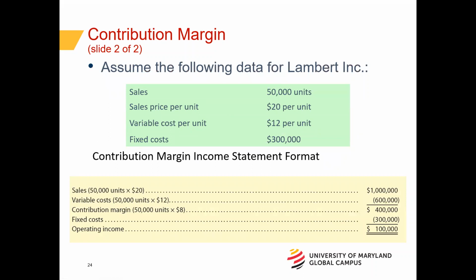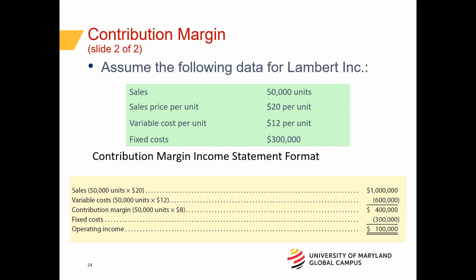Of course, that's not the formula for fixed costs, but it helps us to understand how fixed costs are derived. So let's take a look at our income statement for our company. Our company has sold 50,000 units for the month. Our sales price per unit is $20. Our variable cost per unit is $12. Our total fixed costs are $300,000 for the month.